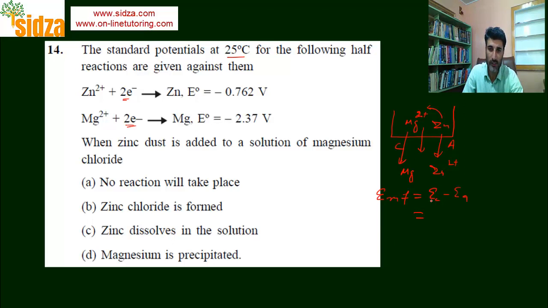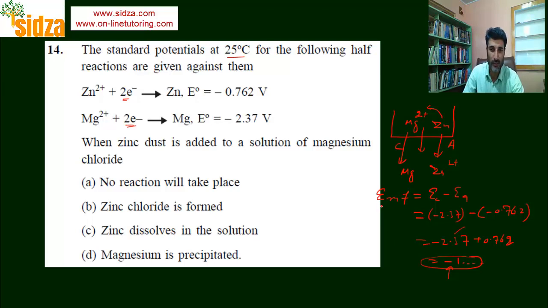The reduction potential of the cathode, which is magnesium, is minus 2.37, and the reduction potential of zinc is minus 0.762. So this will be minus 2.37 plus 0.76, which will be a negative value, minus 1 point something. That means the EMF is negative, and a negative EMF means this reaction will not take place. This is not spontaneous, correct? It's not going to happen.